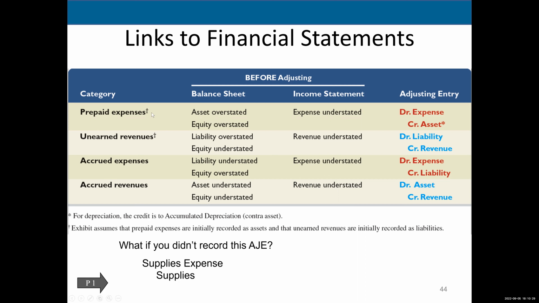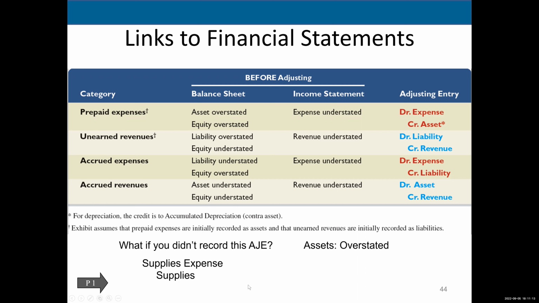Anyway, what would happen if you didn't record an adjusting entry for prepaid expenses? The best way to do it is to put an adjustment down for prepaid expenses. A classic is debit supplies expense and credit supplies. If you didn't record this entry, what would be the effect on assets? Assets would be overstated. Why? You didn't credit supplies and you didn't recognize the fact that you used those supplies. So your assets would be overstated.